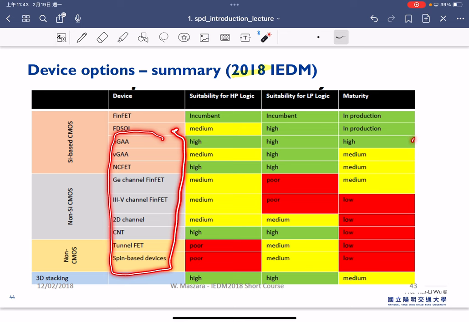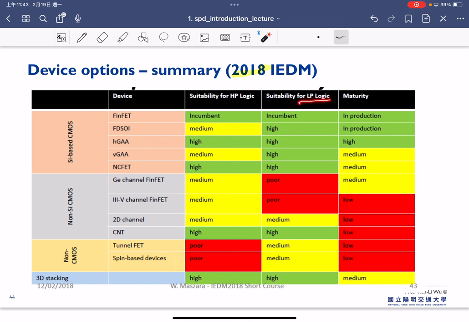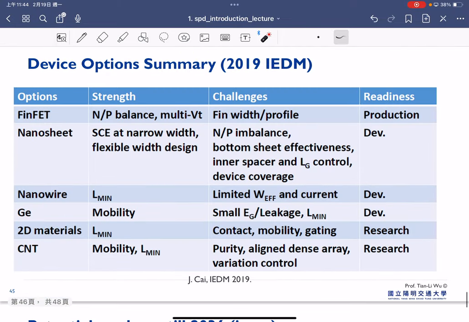These are also considered as potential candidates for products, either for high performance logic or low power logic. Of course, the problem is how mature the technology is. It has issues with manufacturing yield and also reliability. So some of them are very promising, but still very far from final production. Still, many companies are trying to invest in looking at this technology. So this is 2018, and if you look at 2019, it is still more or less the same.